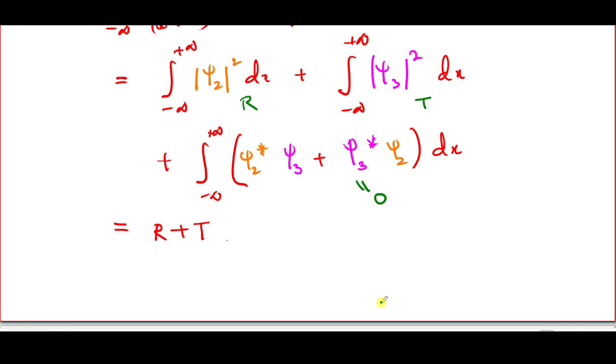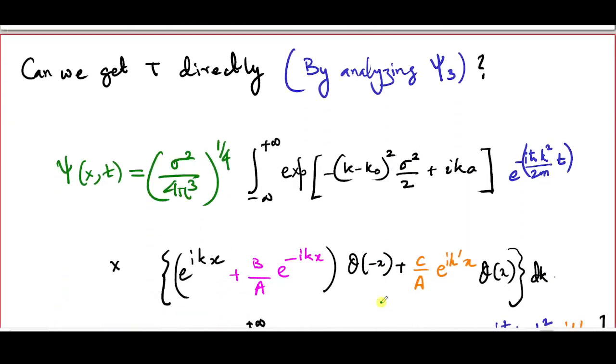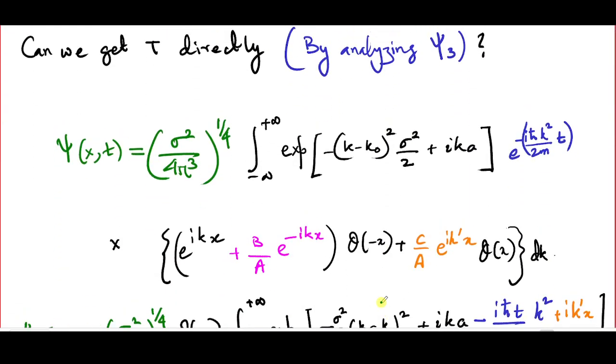So let us now dive into the calculation of T directly from the definition, the integral of |psi3|² dx. Now, since it has been some time since you have seen the full psi, you may have forgotten what it looks like. So let me remind you, this is our entire psi at x comma t, of which this piece gives me the first term, psi1, this piece gives me the second term, and this is the one which we are looking at now, the third piece: C by A e to the i k' x theta(x), multiplying this, integrated over k. That's our psi3.